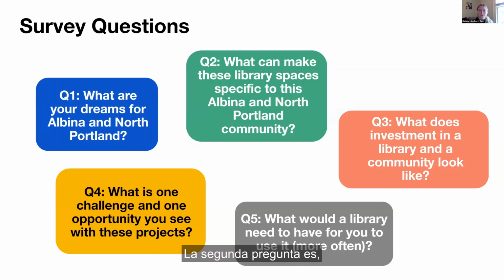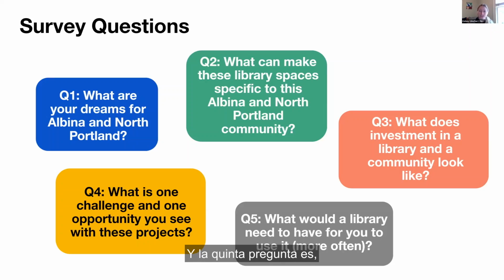The second question being, what can make these libraries specific to each community? What's unique about North Portland? What's unique about Albina? And how can these libraries reflect that? The third question, what does an investment in a library and a community look like? The fourth question is, what is one challenge and one opportunity you see with these projects?